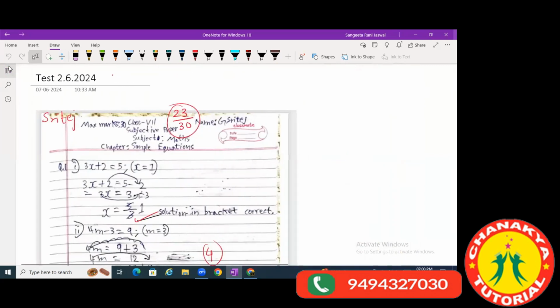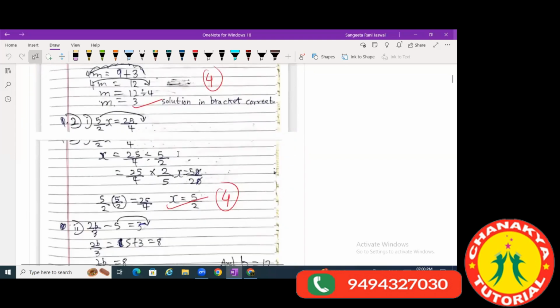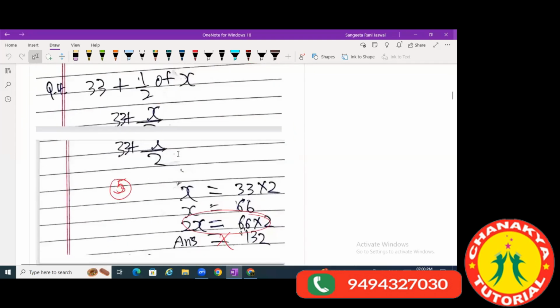Okay, next is Sritej. Sritej, yours is 23 out of 30. And let's see what you have done in your test. See Sritej, in your question number 4, it was 33 plus x by 2 equals to 2x. This is what the question was. As per the statement of the question, this was your equation which was coming out.